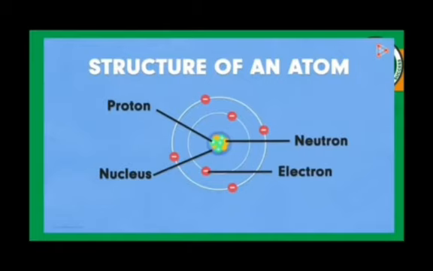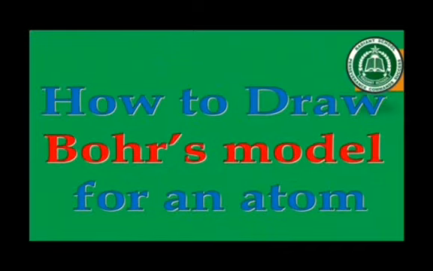Students, I hope you understand the structure of an atom now. Now let's discuss how to draw Bohr's model for an atom. Draw Bohr's model for the chlorine atom. Z is equal to 17 and A is equal to 35. Z is the atomic number and A is the atomic mass, indicating the location of electrons, protons and neutrons.